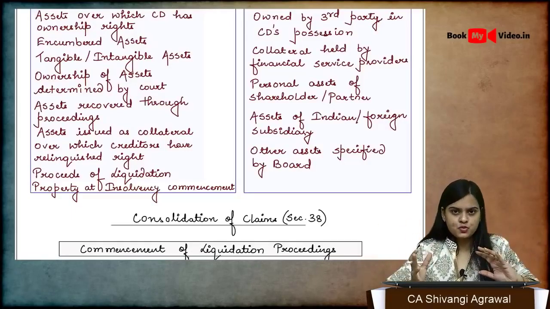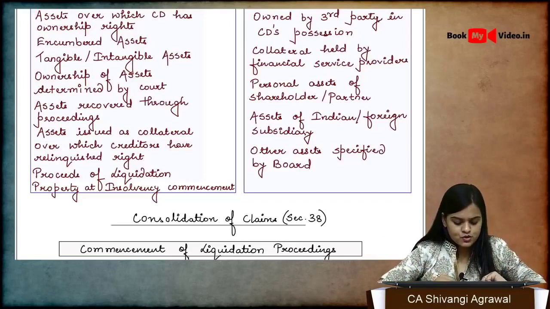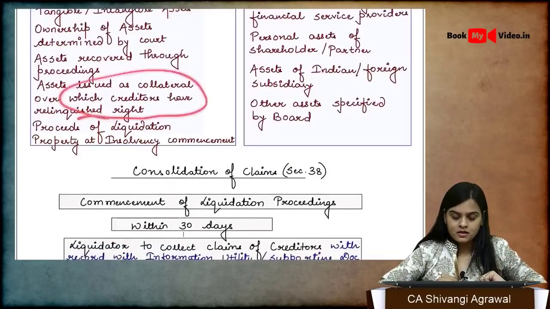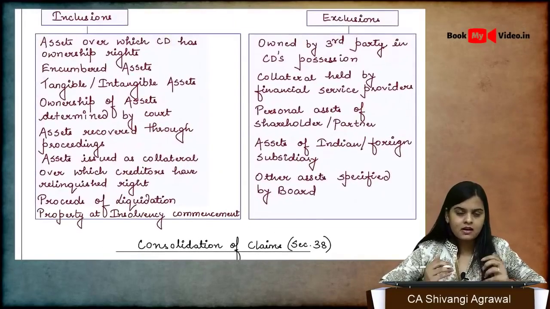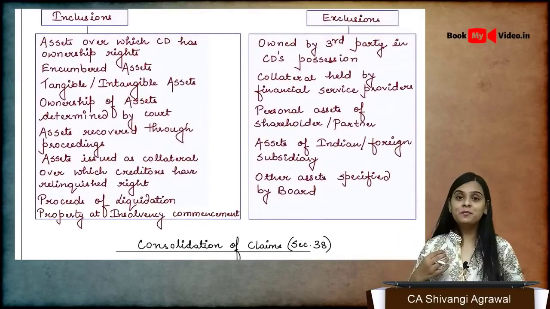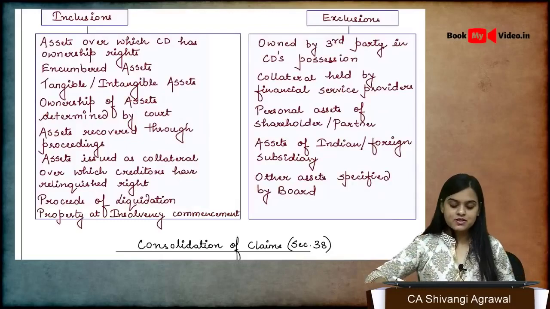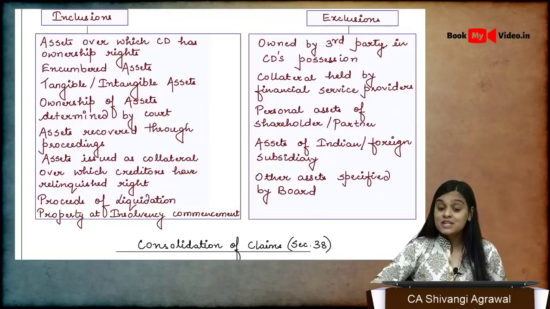So he has a choice to make. If he lets go of his security interest, then that asset will also be included. The proceeds of liquidation, of course, and all the property that belonged to the company at the commencement. What will not be included? Supposedly I have a building which is on lease, so it does not belong to the corporate debtor, it is just in the corporate debtor's possession, so it will not be included.